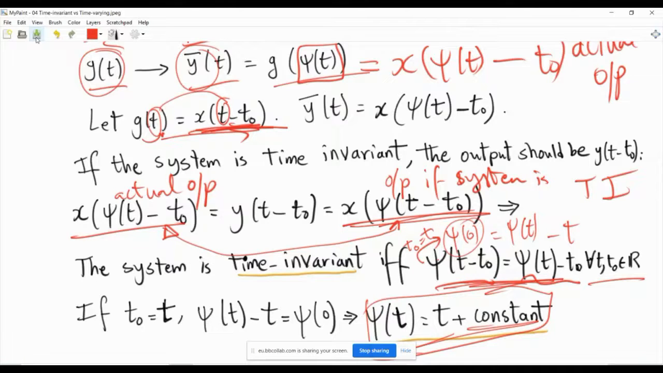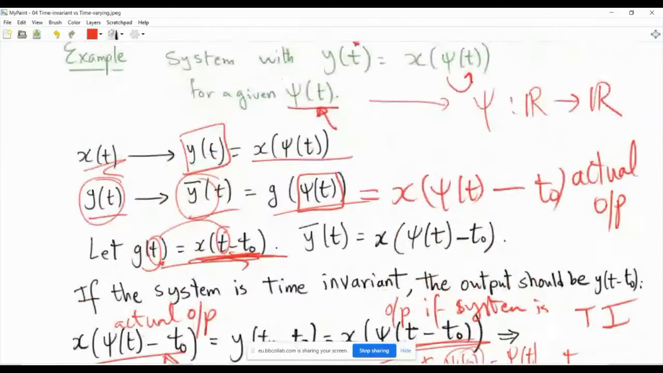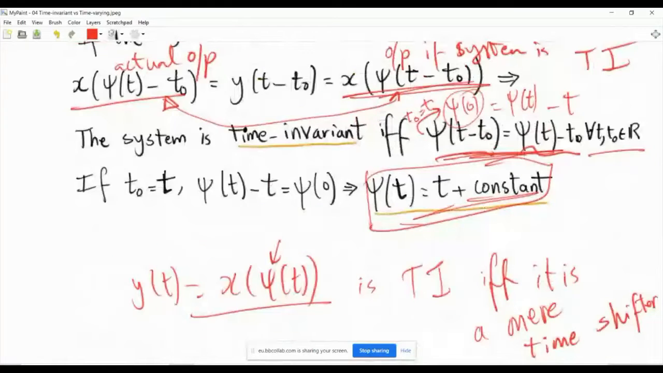If there are unknowns, for example, in this problem we are solving without knowing exactly what psi of t is, we obtain this condition: if psi of t is just t plus 7 or t minus 18 or something like this, if it's a time shifter, if it just does a time shift to the signal, then indeed it is a time invariant system. Otherwise it is a time varying system. Okay, so again, further examples you'll find on Blackboard.